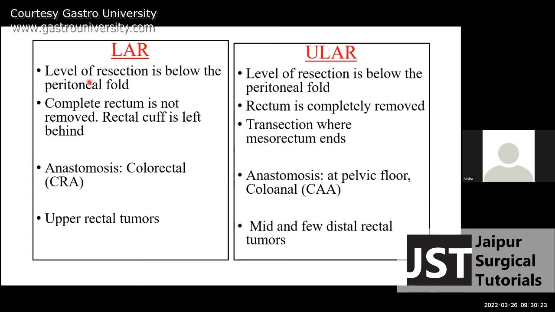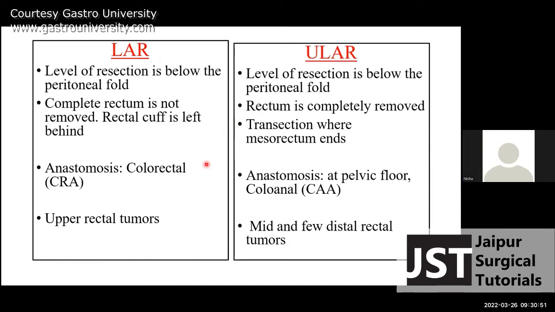So then the concept of ultra low anterior resection. The differences between what is called a low anterior resection and the ultra low anterior resection: the level of resection between LAR and ULAR is below the peritoneal reflection. But the major difference lies wherein in low anterior resection, the complete rectum is not removed. There's always a rectal cuff which is left behind. While in ultra low, the entire rectum is removed. Proctectomy is done and the transection is done where the mesorectum ends.